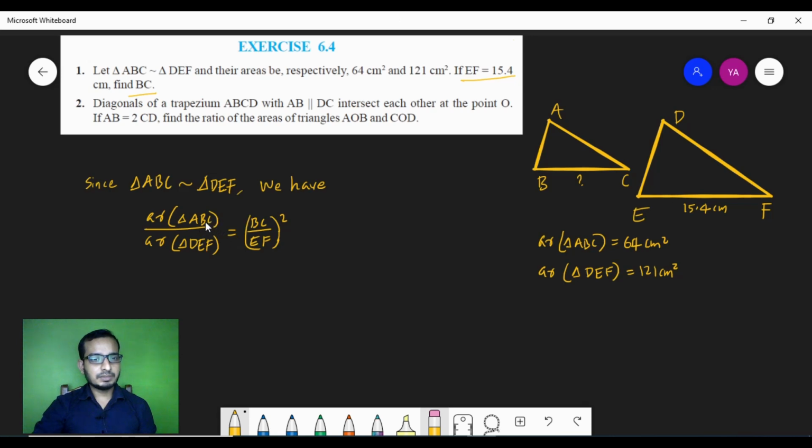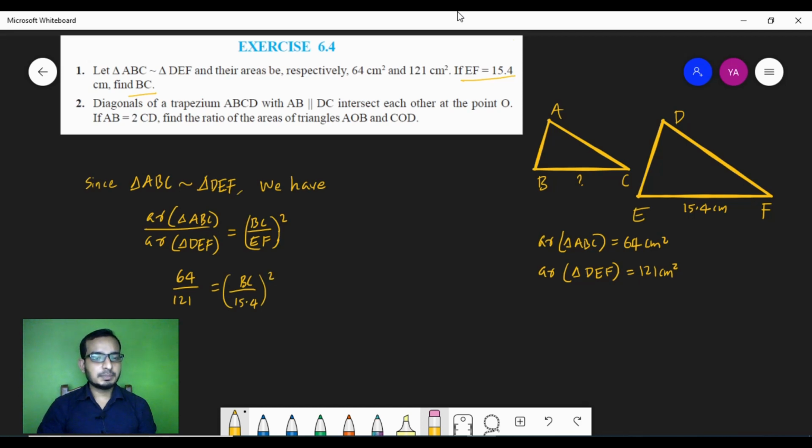Out of these 4 values in this equation, 3 of them are given. Area of triangle ABC is given, area of triangle DEF is given, BC is not given but EF is given. So by substituting the given values, we can easily find out the value of BC. Let's do it here. Area of triangle ABC is 64, so 64 by area of triangle DEF, which is 121, is equal to BC, we don't know, so simply write BC by EF. EF is given as 15.4. So BC by 15.4 all square.